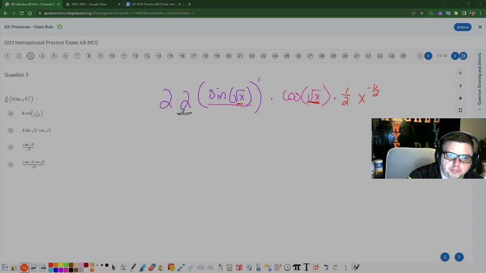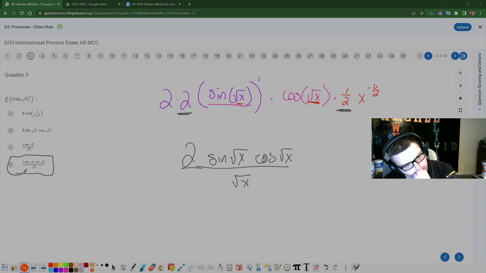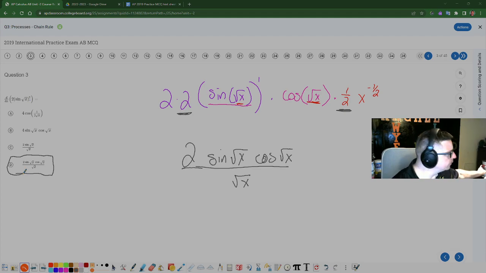So we clean it up. There's this and that, which cancel each other out. There's a sine of the square root of x. There's a cosine of the square root of x. And then there's a square root of x in the denominator. And we still have a 2 in the numerator. So if I were to give my final statement, hopefully we have 2 sine the square root of x, cosine the square root of x over the square root of x, which is letter D. I'd put my money on D.